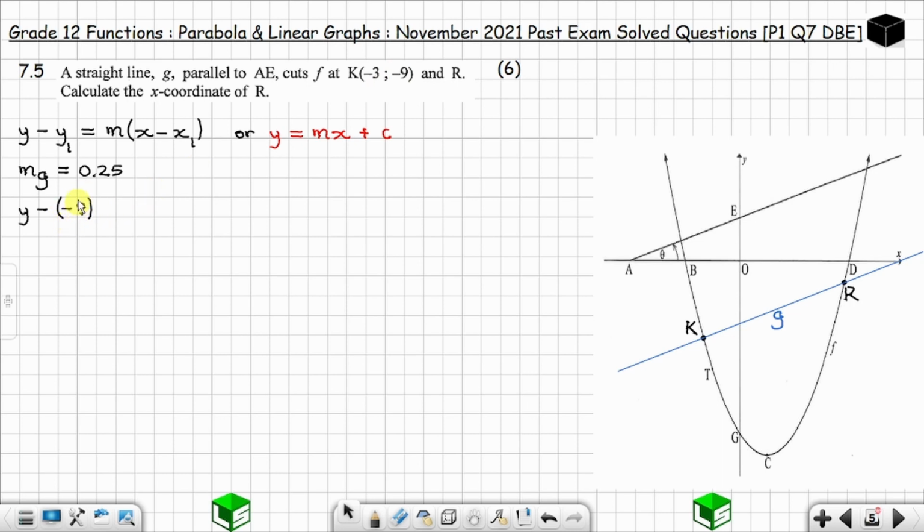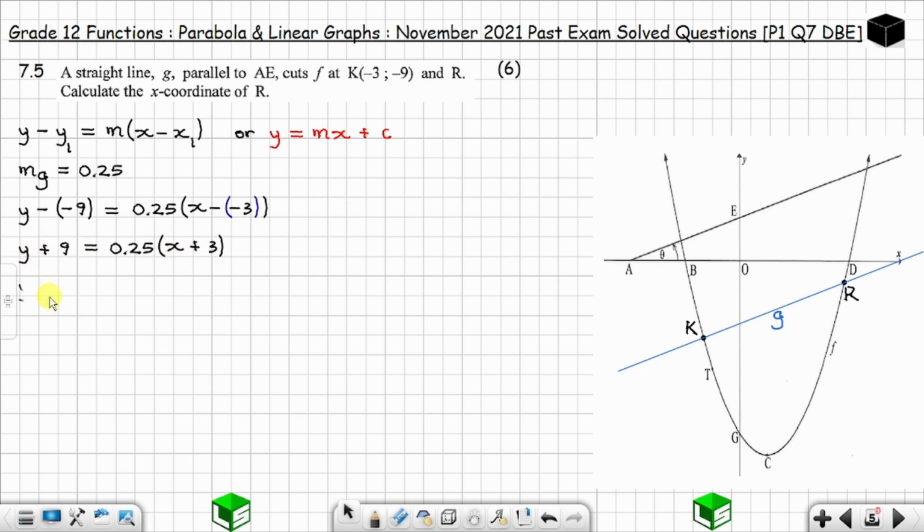I have -9 there, which is equal to, you have M for the gradient, 0,25. You open your bracket, x, you only replace your x1. What is your x1? -3. There's -3 in bracket there, and you close your bracket. I hope you can see that. And so you have y, this is plus, so y plus 9 is equal to 0.25, and this is x plus 3. You can see that, okay?